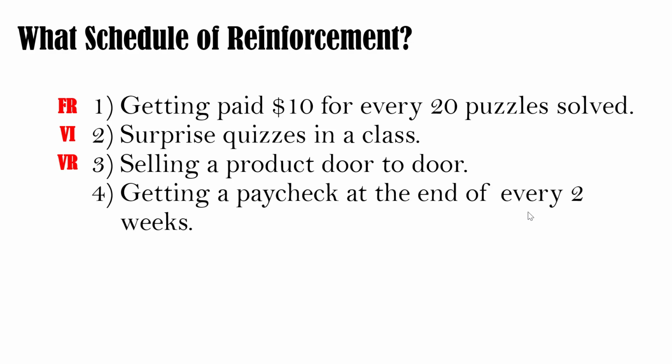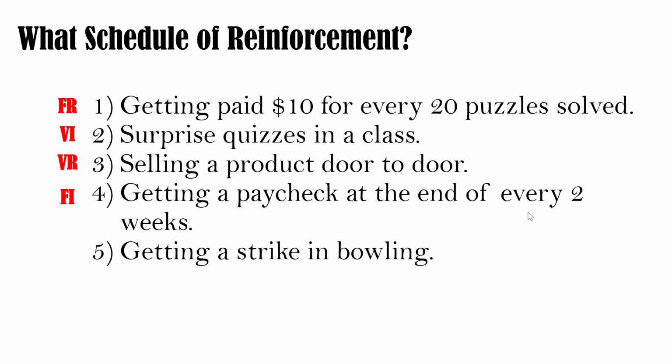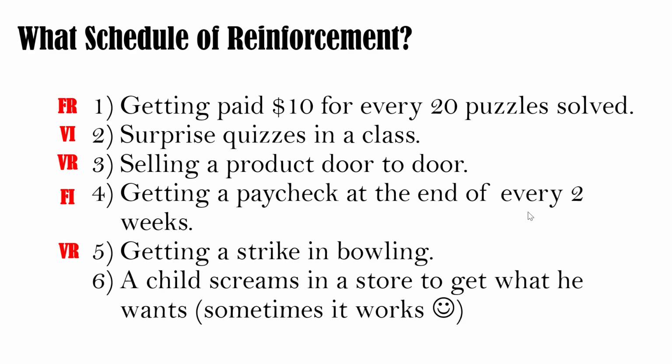You get a paycheck at the end of every 2 weeks. Paychecks are based off of time, so we know it's going to be interval, and it's every 2 weeks, so it's fixed interval. Getting a strike in bowling. Bowling, a strike is based off of your responses, so it's going to be ratio, and you don't know if you're going to get a strike the first time you bowl, after you bowled 5 times, so it's variable ratio.